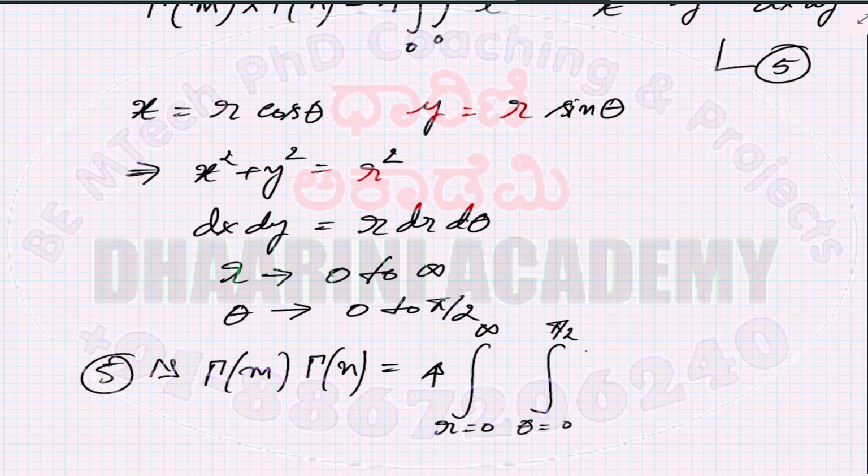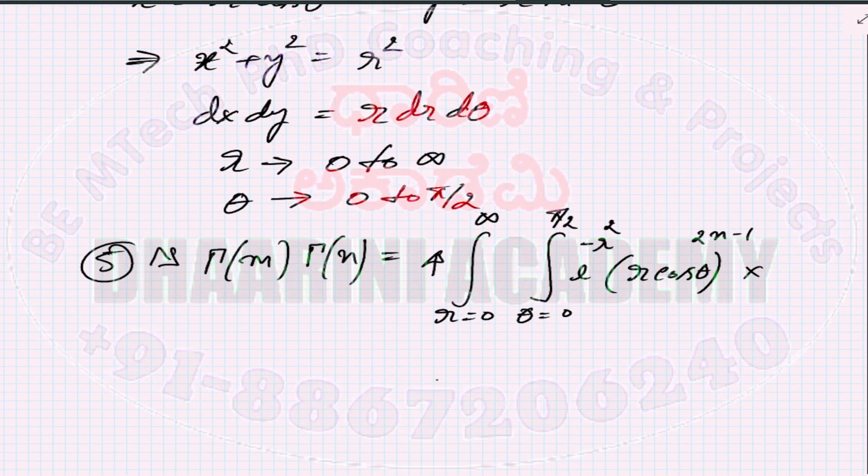So the first term, e to the minus r square, no change. X is going to be r cos theta to the power 2n minus 1, because the first was x. So the second term I'll write below this, into, now you see this is r sine theta, because this was y, to the power 2m minus 1. Okay, into dx dy. Dx dy is nothing but r dr d theta.